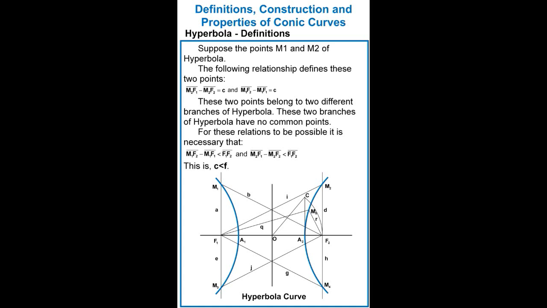These two points belong to two different branches of the hyperbola. These two branches of the hyperbola do not have common points. For these relations to be true, it is necessary that the constant of the definition of the hyperbola has a value less than the focal distance f. That is, c must be less than f.